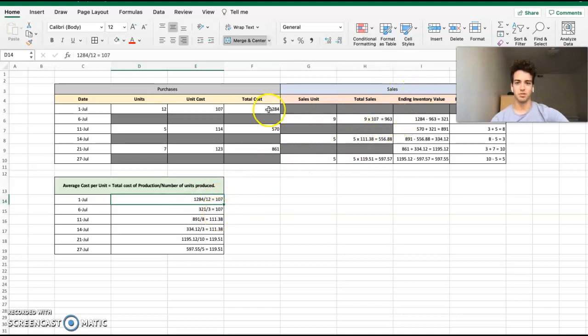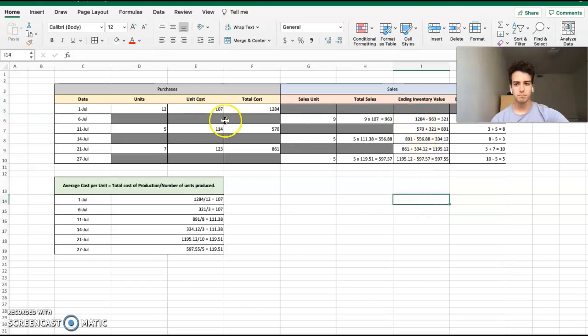And we'll subtract the total sales from the total cost from our last date. So we'll do 1,284 minus 963, and that will equal 321 for our ending inventory.